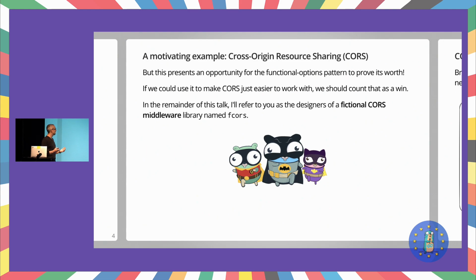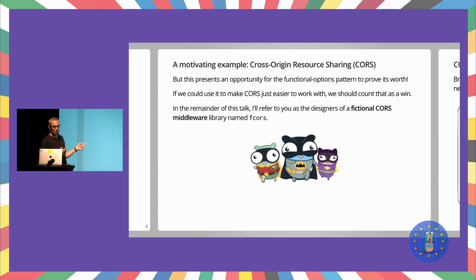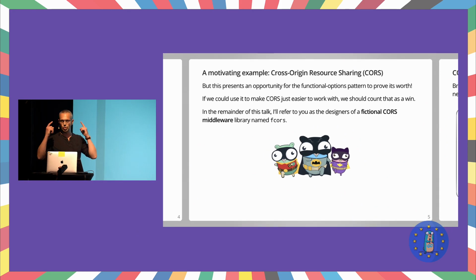That's an opportunity for the functional options pattern. If we can use the functional options pattern to make CORS just a tiny bit easier to work with, then I would count that as a win for the pattern. So in the remainder of this talk, I will refer to you, member of the audience, as the designers of a fictional CORS middleware library, and we'll name it F-CORS. The leading F in the package name can mean whatever you want it to mean.